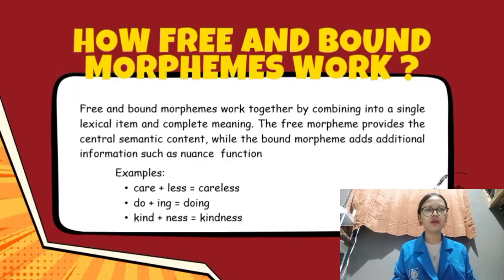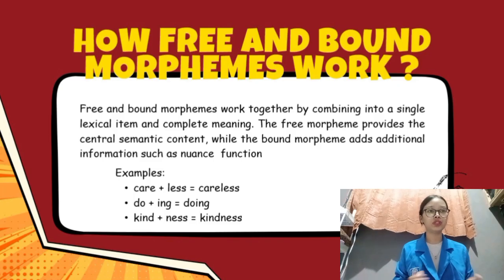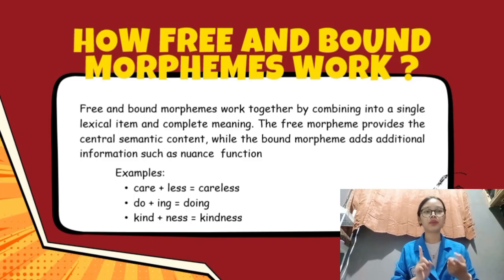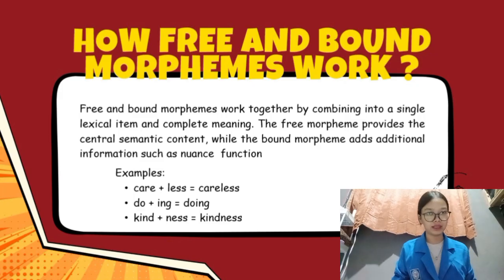without a base word. How do free and bound morphemes work? Free and bound morphemes work together by combining into a single lexical item with complete meaning. The free morpheme provides the central semantic content, while the bound morpheme adds additional information such as nuance or function. For example, care plus less becomes careless. Do plus ing becomes doing, and kind plus ness becomes kindness.